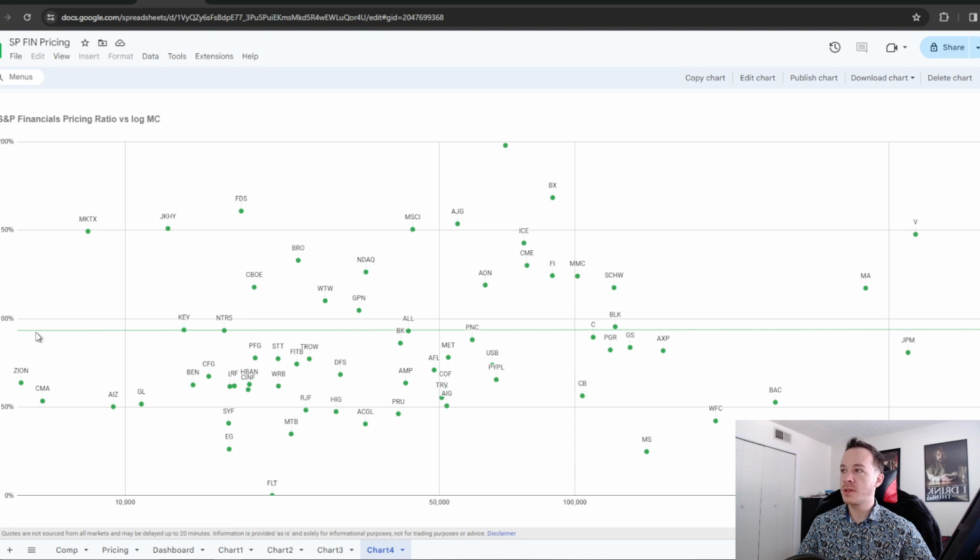One thing I would note is that for not every sector do we actually see a positive relationship between the pricing ratio that we come up with and the market cap. That's true, at least to a slight degree, for the majority of the sectors, but there are a few exceptions to that, financials definitely being one of them.